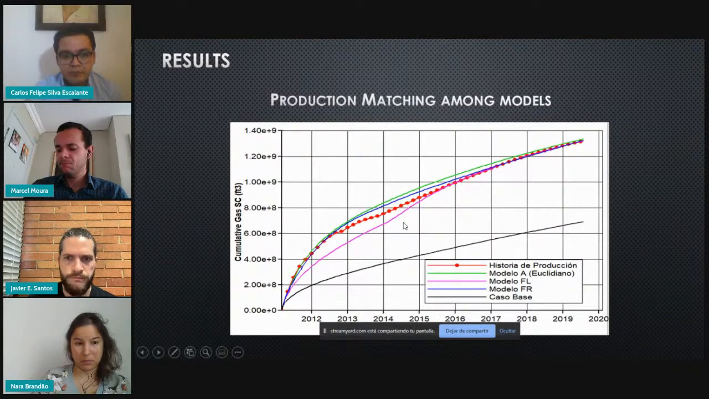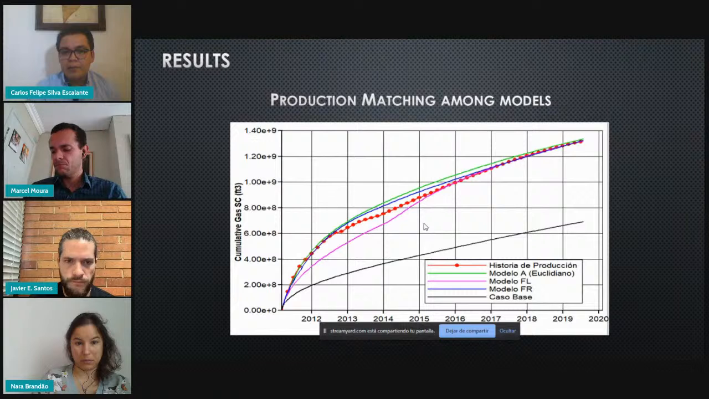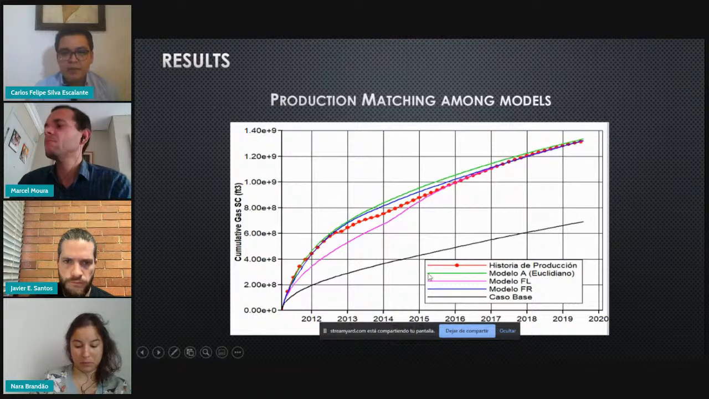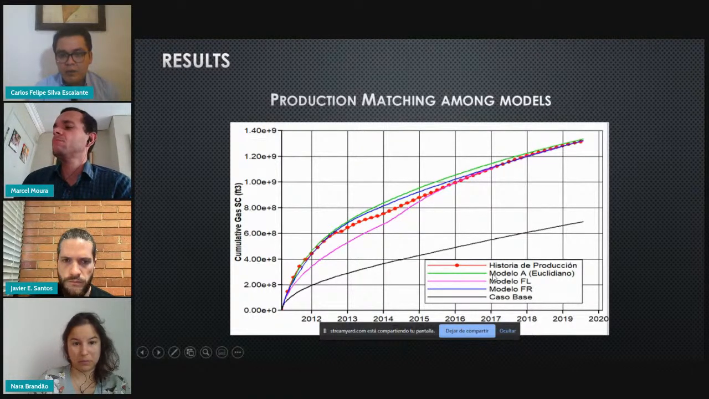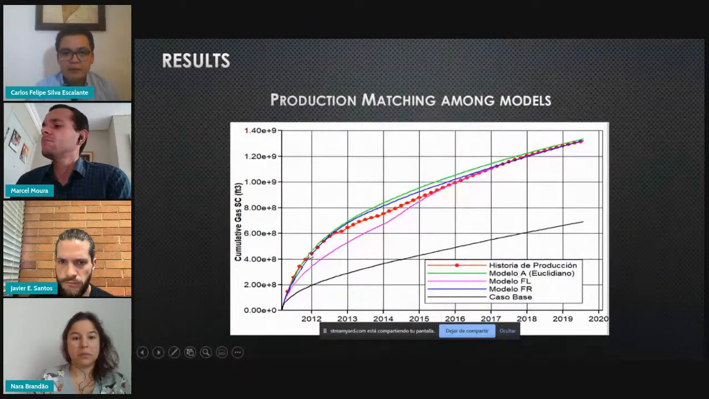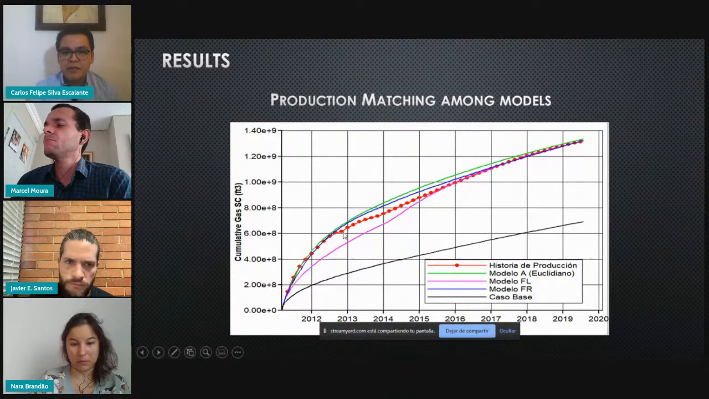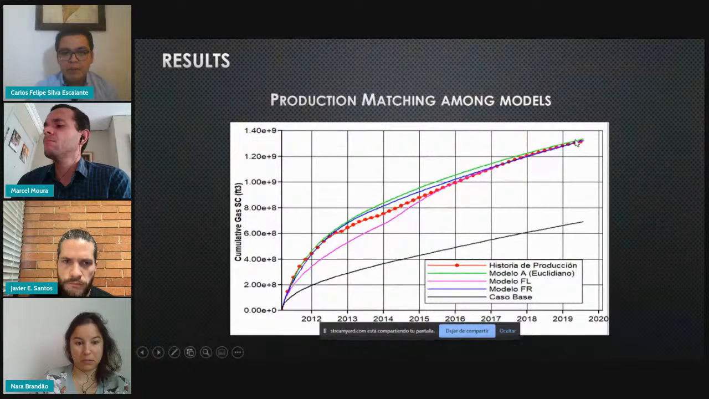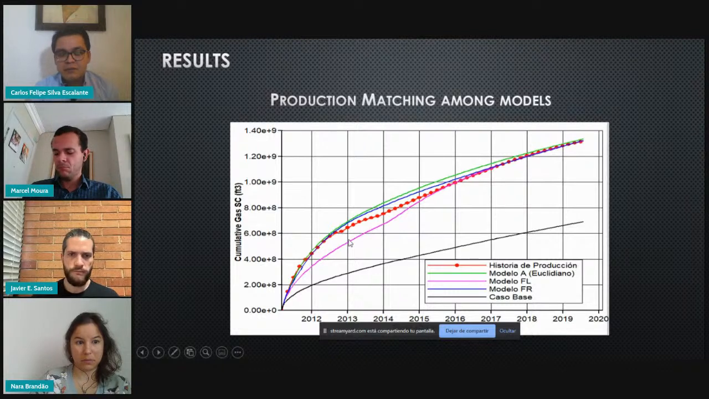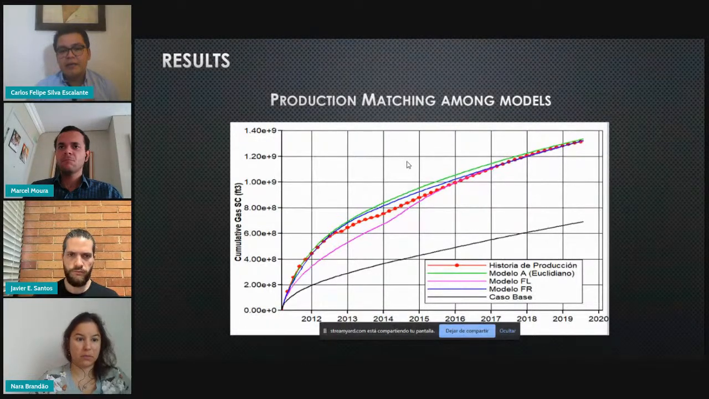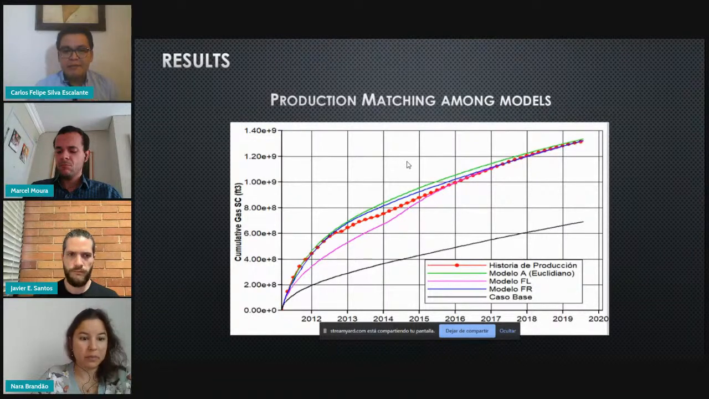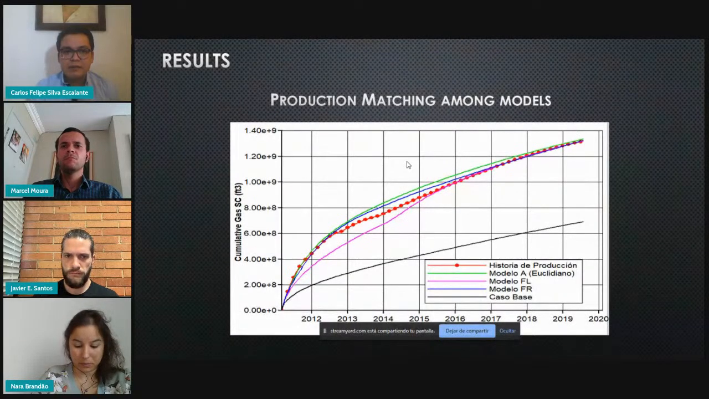In this image, we can see the history data in red points and the base case in the black line. We can see how the FR model and the Euclidean can match in the early times and late times, and the FL model just in late times. But if we compare the Euclidean and FR model, we can consider that Euclidean can give us some mistakes in results or errors in data.